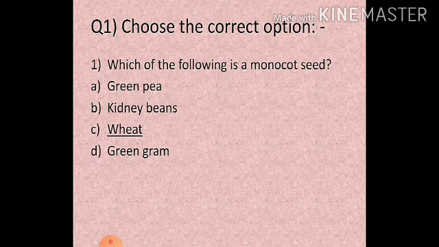The answer is wheat, because the other three options are dicot seeds. They can be divided into two equal halves. They can be split into two equal halves. But wheat, this seed, cannot be divided into two equal halves. So the answer is wheat. Write it down.